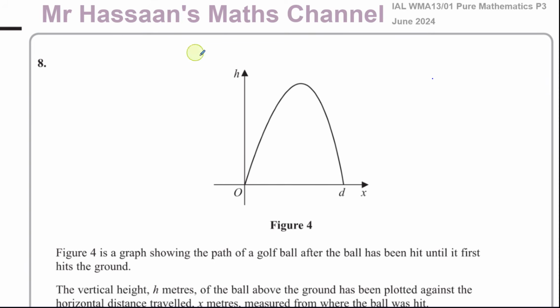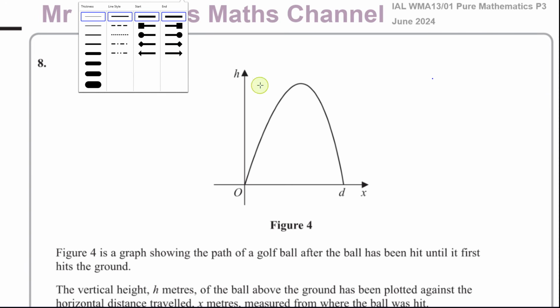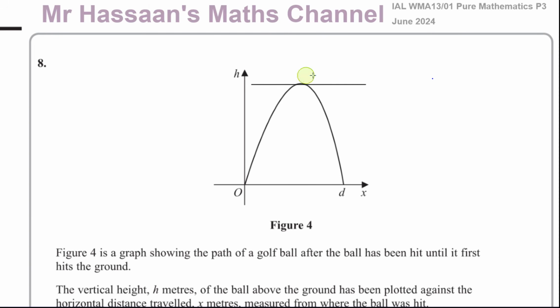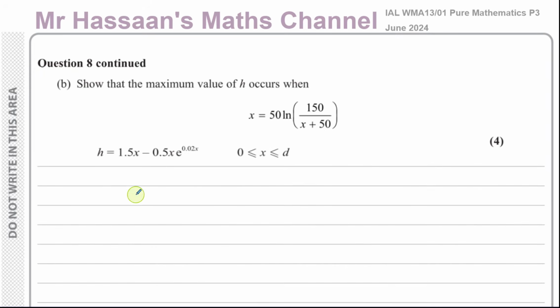Now, the maximum value of h is going to be up here, where there's a turning point, the stationary point. And that's the key. At the stationary point, the gradient of this graph is 0. What is the gradient of this graph? It's h against x, so this is where dh dx is equal to 0. The gradient of this graph is given by dh dx, and we've got to find where dh dx is equal to 0.